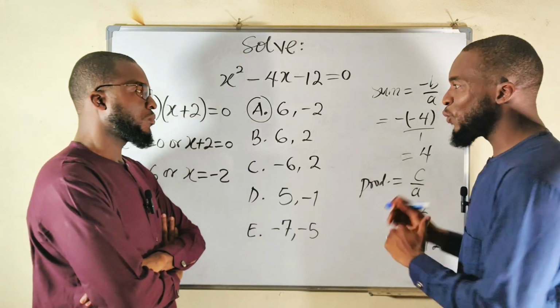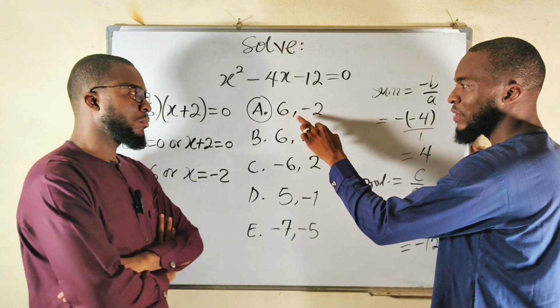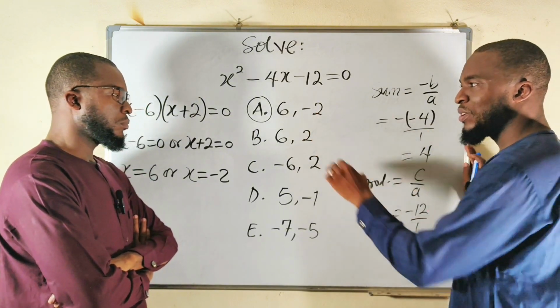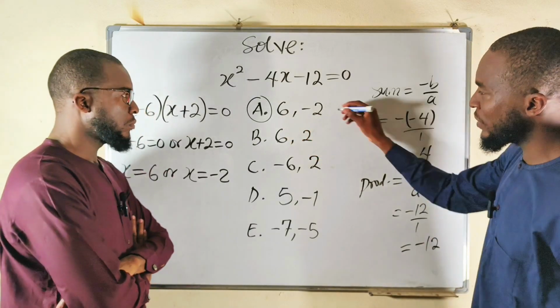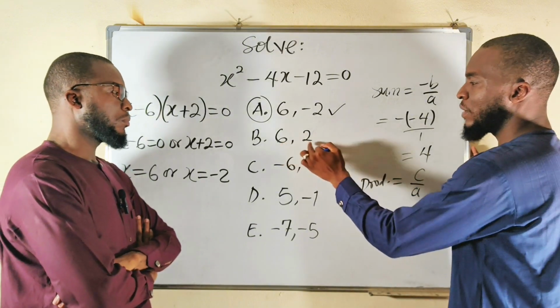So let's start with the first one. The first one is 6 and negative 2. Once you add them together, 6 plus negative 2 will give us 4. So it satisfies the sum. What about the product? 6 times negative 2 is negative 12. Therefore, this satisfied.